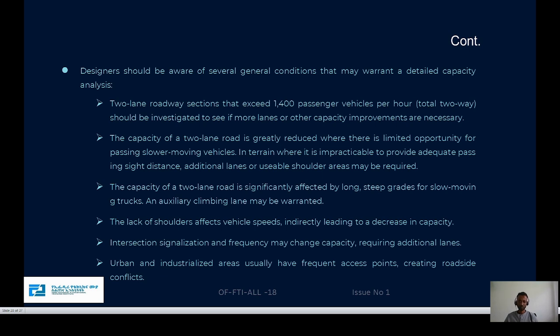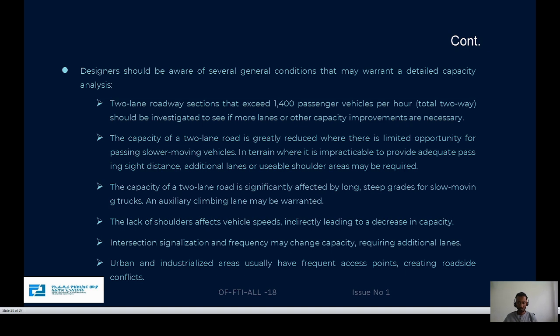Designers should know the general conditions that may warrant a detailed capacity analysis. For example, if 2-lane roadway sections exceed 114 passenger vehicles per hour in total in two-way, investigation is very important. More lanes or other capacity improvements will be necessary. The capacity of 2-lane roads is greatly reduced where there is limited opportunity for passing slow moving vehicles.